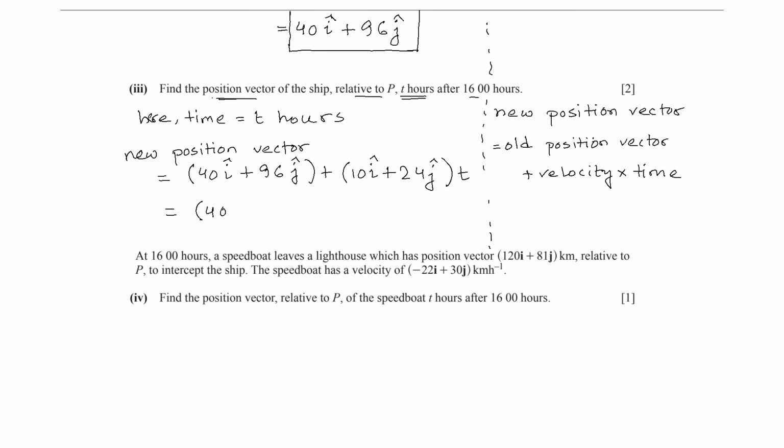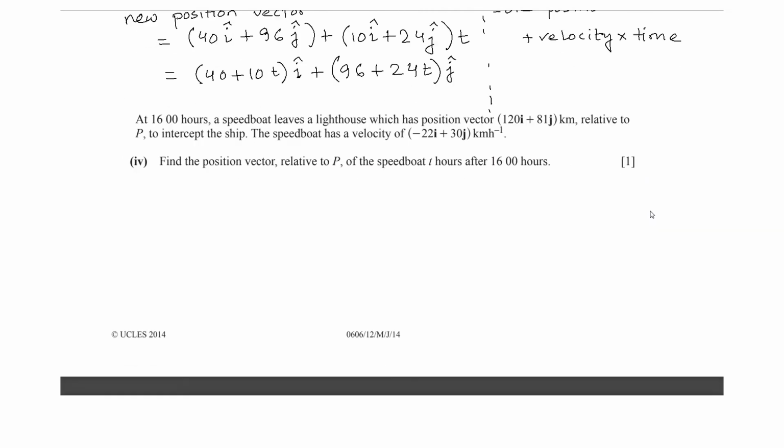So let me write the i components together. So it would be (40 plus 10t)i, and let me write the j components together, plus (96 plus 24t)j. So this is the new position vector of the ship relative to P, t hours after 1600 hours. Now let's move on to solve the rest of the math.